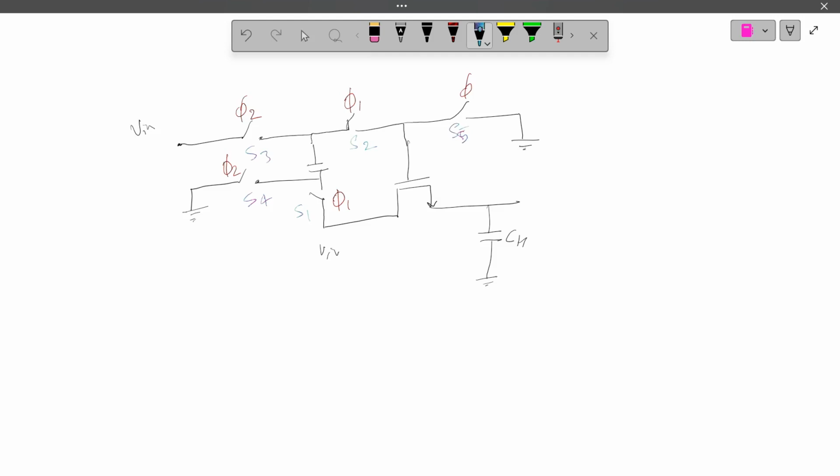So let's assume the Vin starts charging this capacitance, so it will follow this path to charge. Once it is charged, we can switch off these switches with phi 2, and it will start discharging the capacitance through this path. Got it?